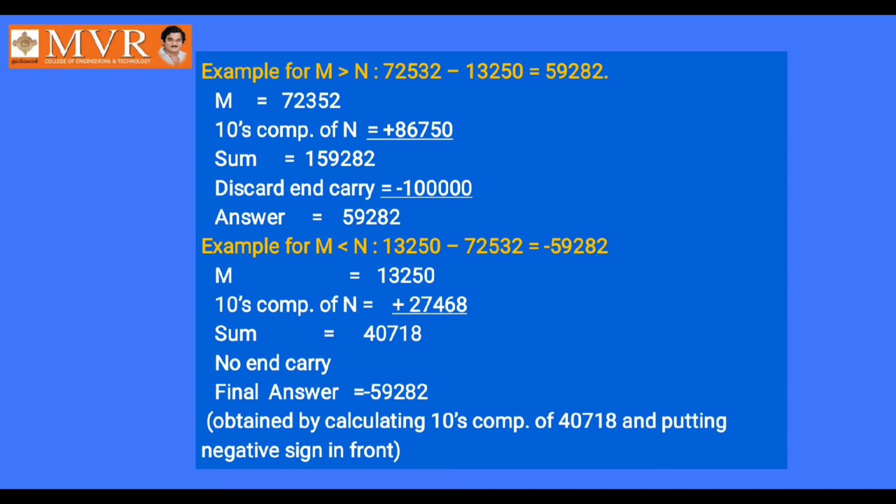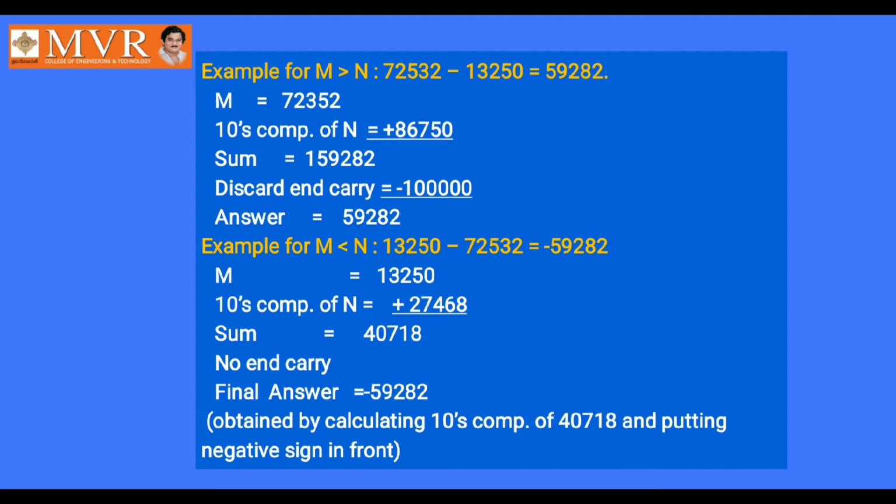So you have to add these two numbers, and you will get 1,59,282. I told you that you will definitely get a carry bit if m is greater than n. Yes, you get a carry bit, so you need to discard the carry. The leading 1 is the carry bit, and when m is greater than n, you have to discard the carry. So the answer is 59282.